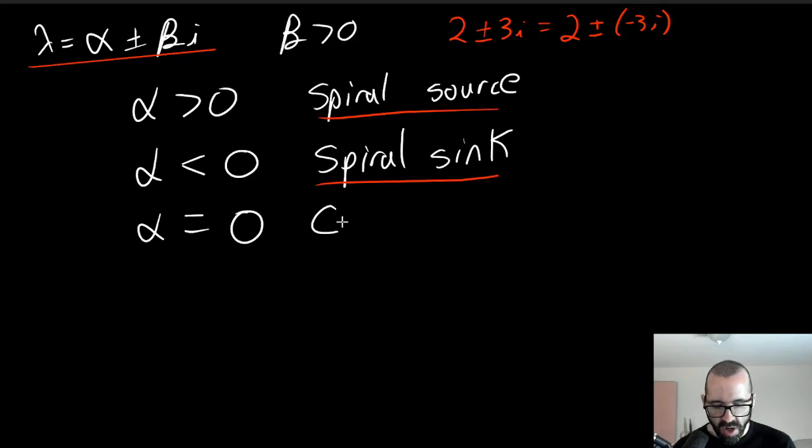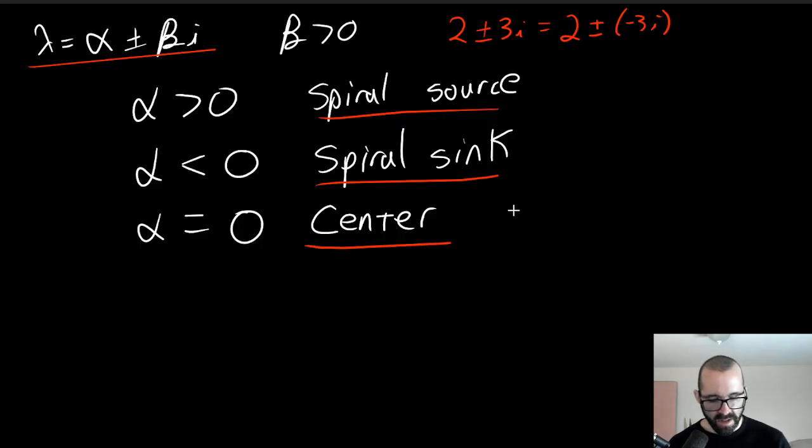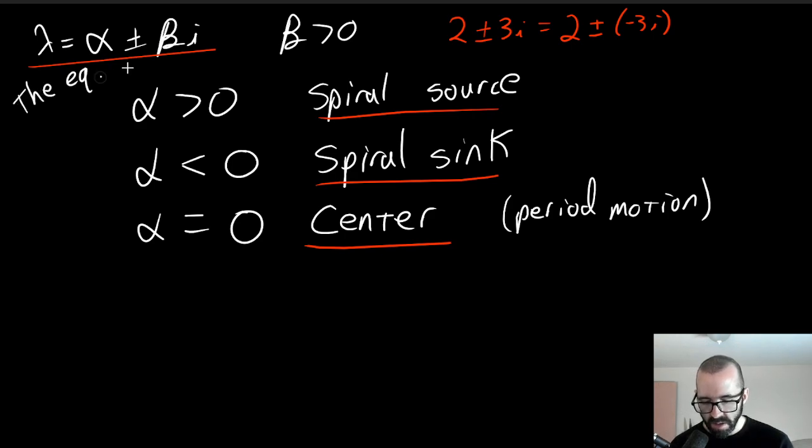So that's what we have. And it's called a center. The equilibrium is called a center. All right, and we get periodic motion. And specifically, we're talking about the equilibria right now, and it depends on what alpha is. We talk more about that in the next video too.